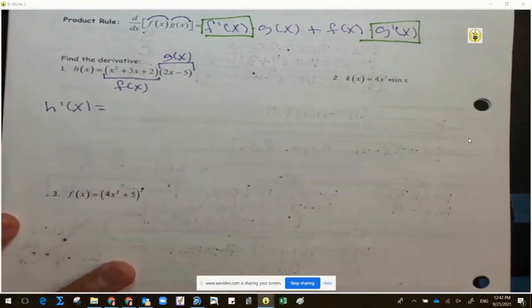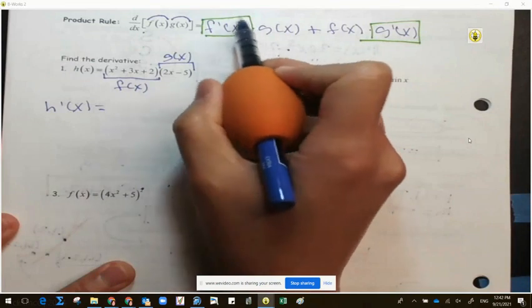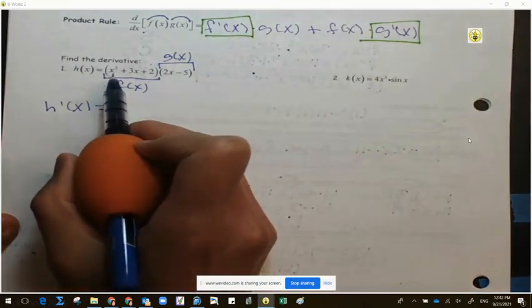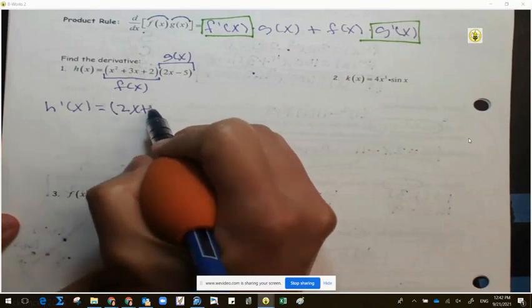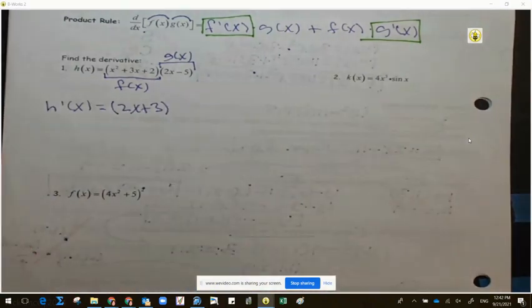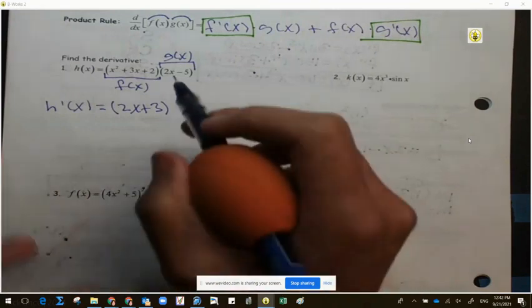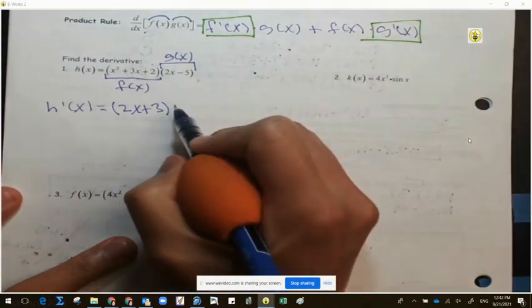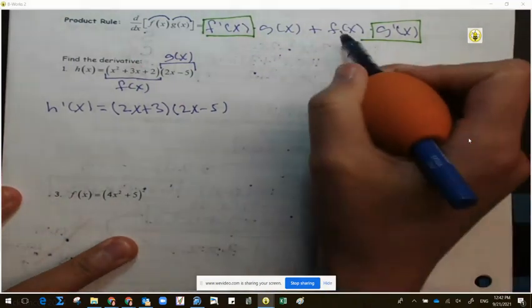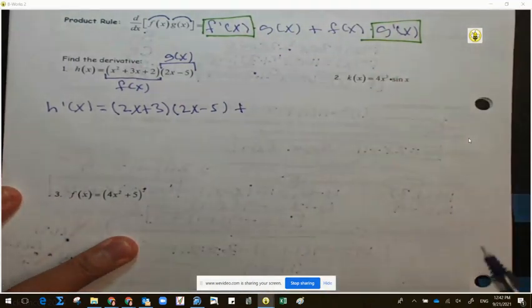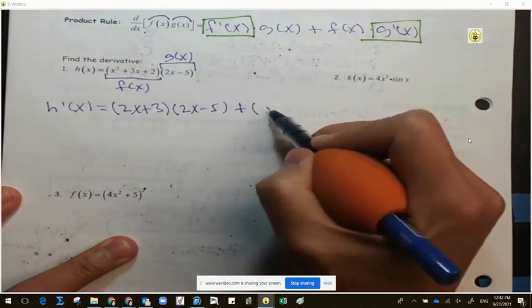Looking at the rule, it says to take f of x and find the derivative. What is the derivative of x squared plus 3x? 2x plus 3. Notice my constant 2 I didn't even worry about because it's going to be 0. And then my formula says keep the second one as it is. So copy. Separated by a plus sign. Keep the first function.